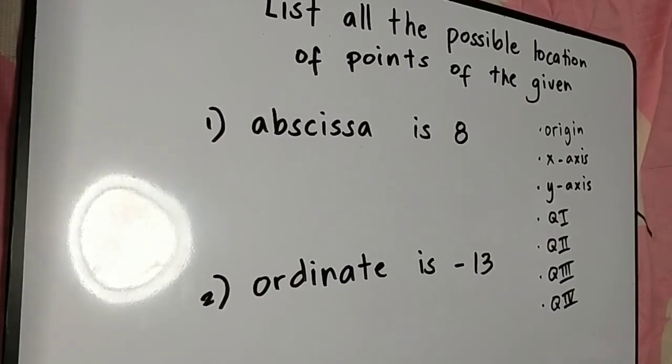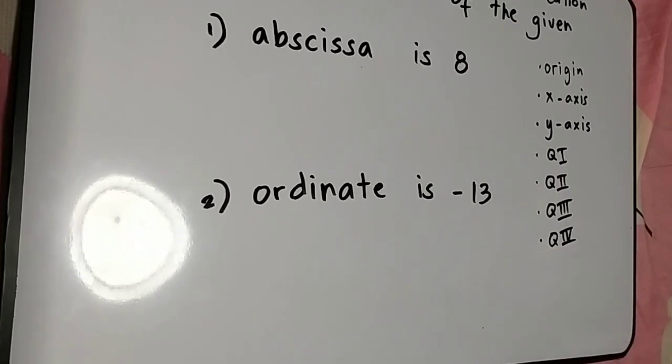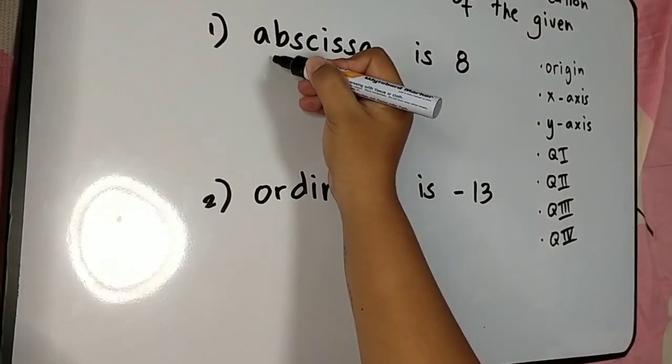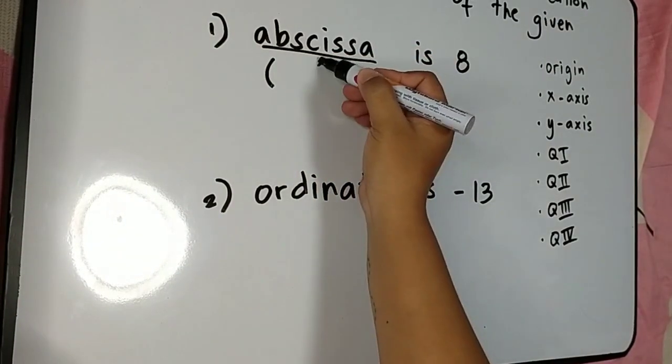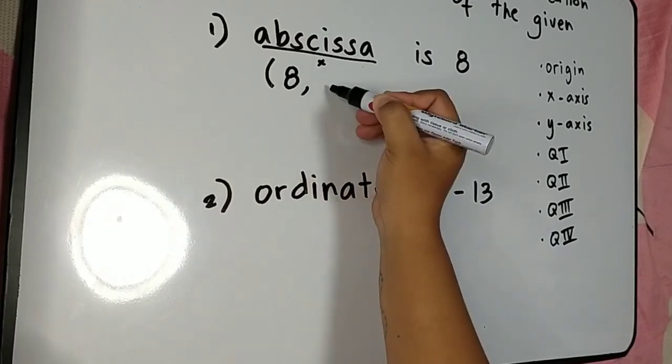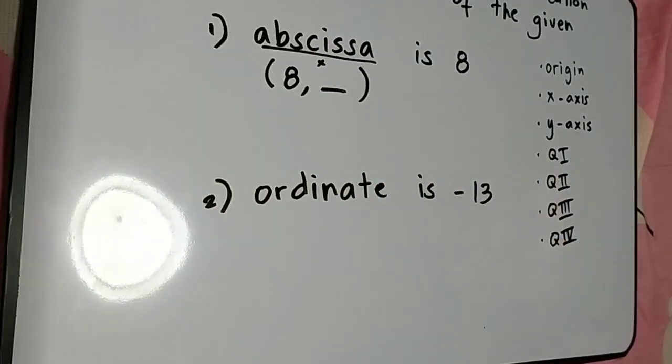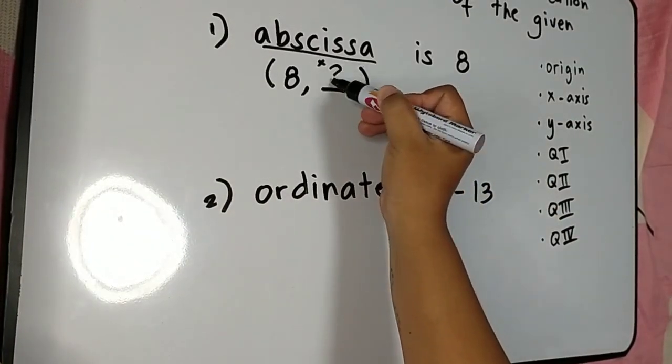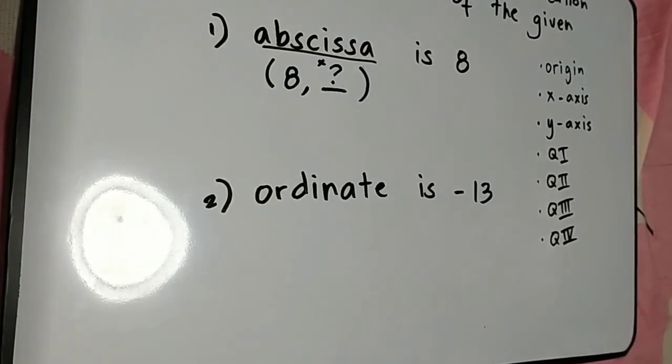So, for number 1, we have here, abscissa is 8. Ang unang gagawin natin is, we're going to identify ano ba yung abscissa. Diba, we all know that abscissa is also the term for x-axis. So, meaning, ang given lang ay si x coordinate, right? So, abscissa, that is x. So, x is 8. How about now, the y coordinate? May binigay na ba? Diba, wala. So, now, since walang binigay for y coordinate, isipin nyo, ano ba yung mga pwedeng possible values ni y?